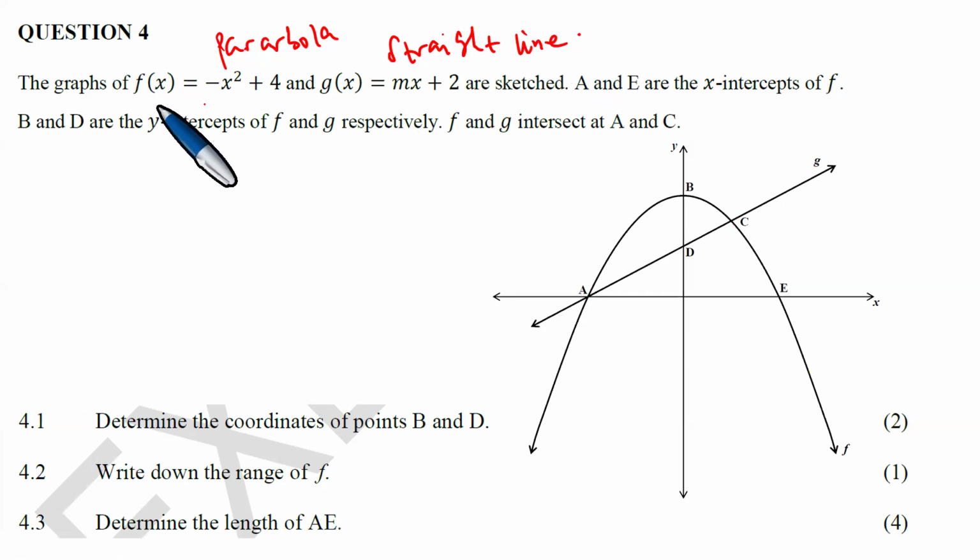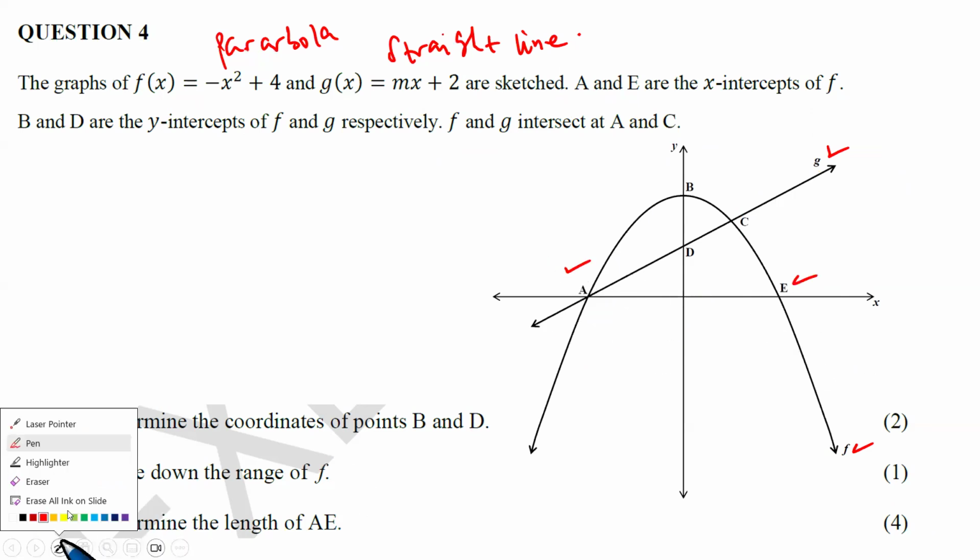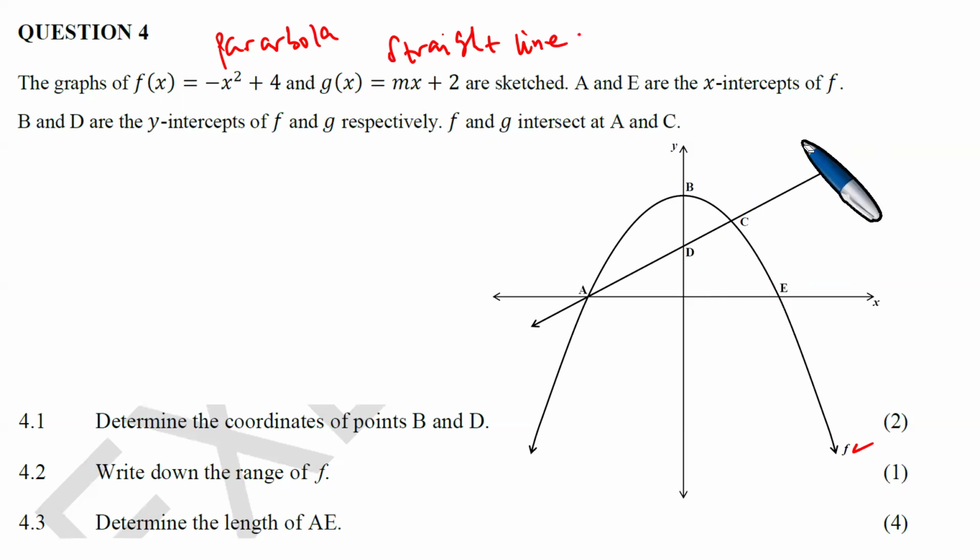Now the graphs f of x equals minus x squared plus 4 and g of x equals mx plus 2 are sketched. There are two graphs here. The parabola is f and the straight line is g. Now A and E are the x-intercepts of f. B and D are the y-intercepts of f and g respectively. Now f and g intersect at A and C.